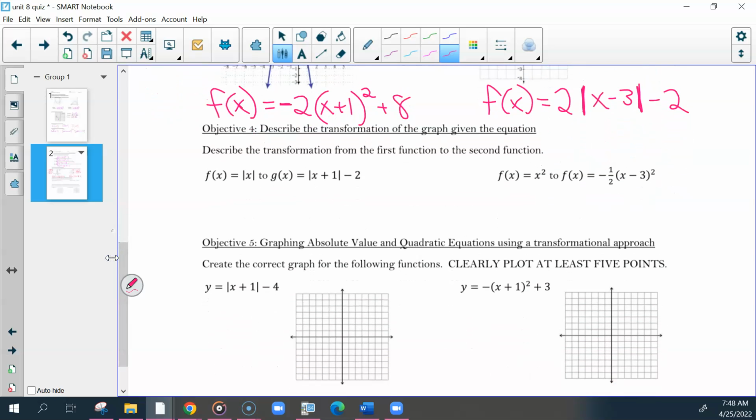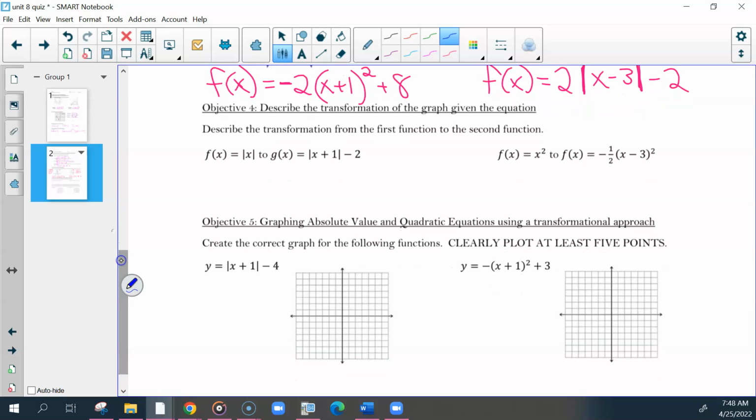For objective 4, you have to describe the transformations. These had to be very specific, using the words translate, reflect, vertical stretch or vertical compression, reflect over the x-axis or y-axis. If you just said reflect x-axis, I don't know if you're talking about it reflecting over or reflecting with the x value. I don't really know what that means. So be very specific.